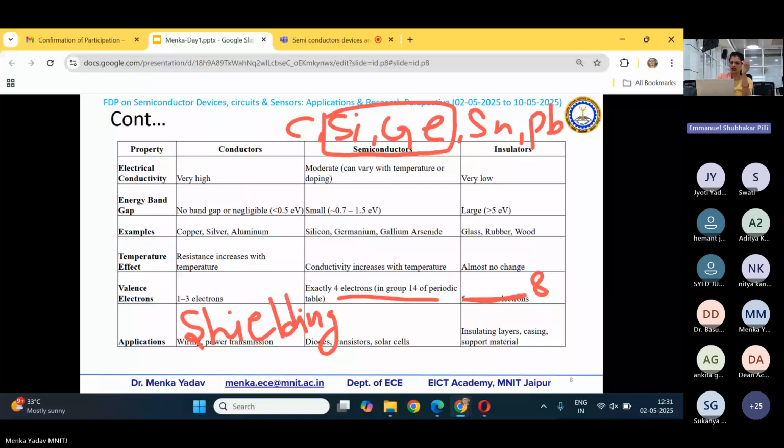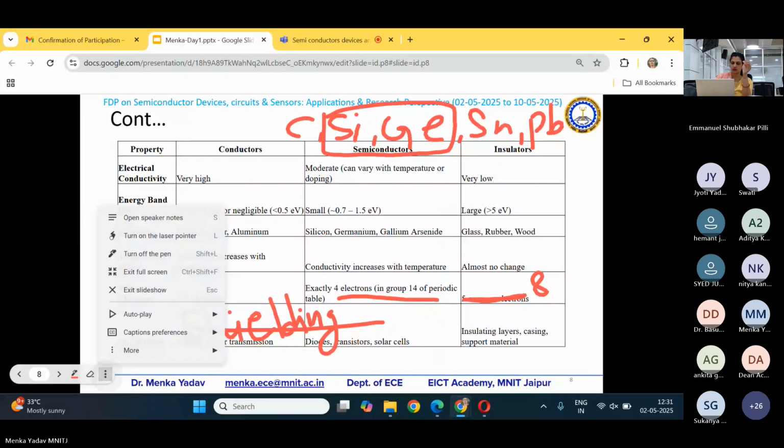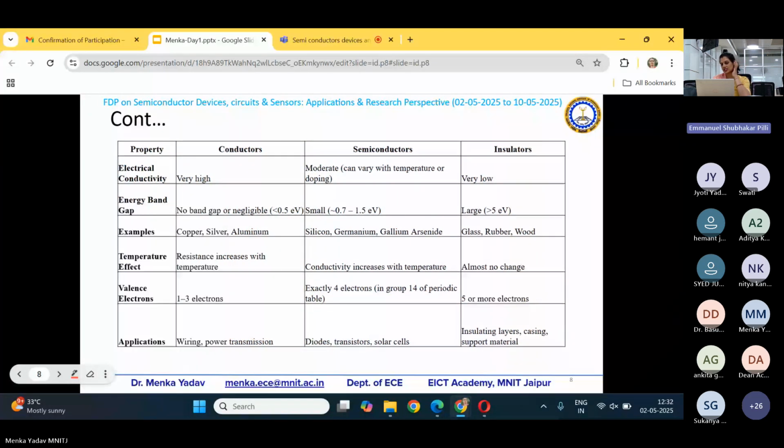And the next one is the diode, transistors, solar cells. We will be using semiconductors in diodes, transistors, and solar cells. Then the third category is the insulators. So for insulating layers, casing, and support materials, sometimes we will be using insulating material.